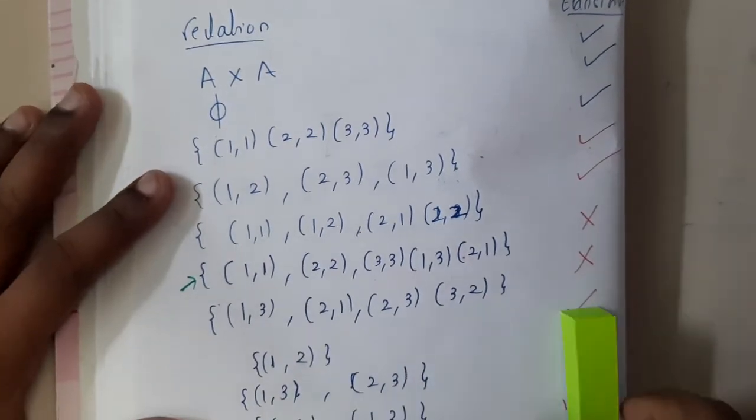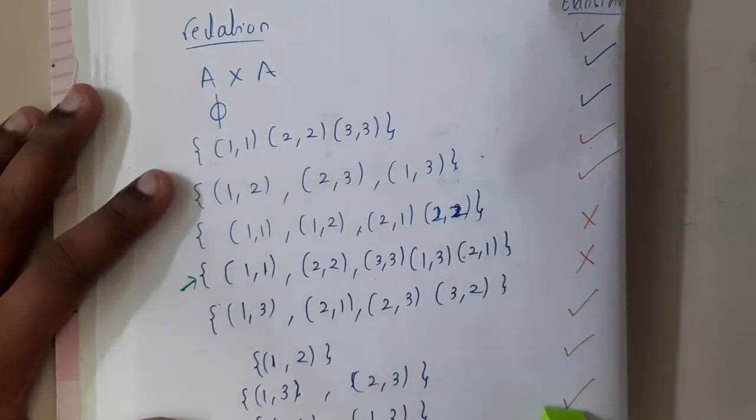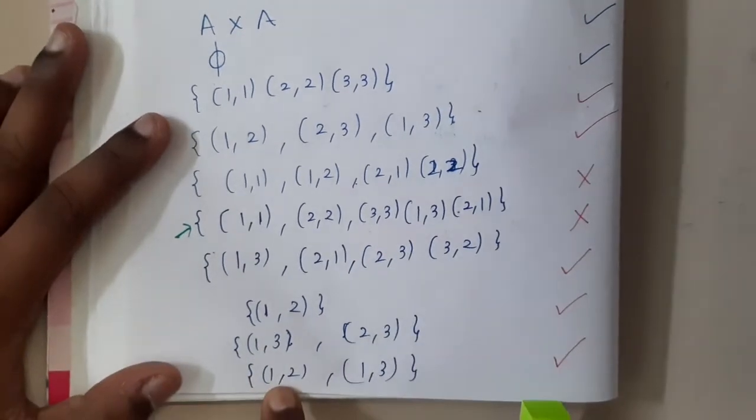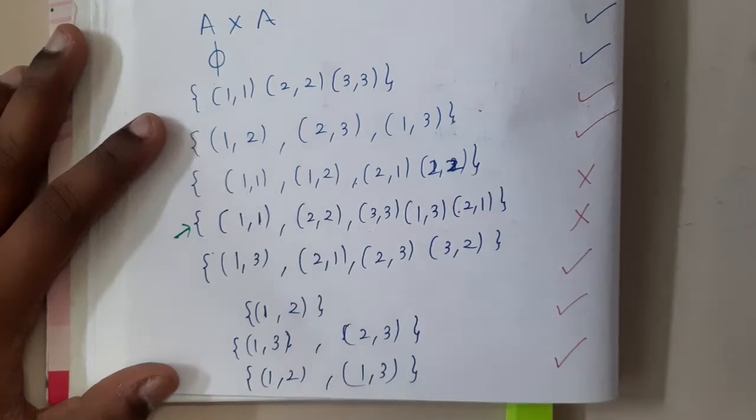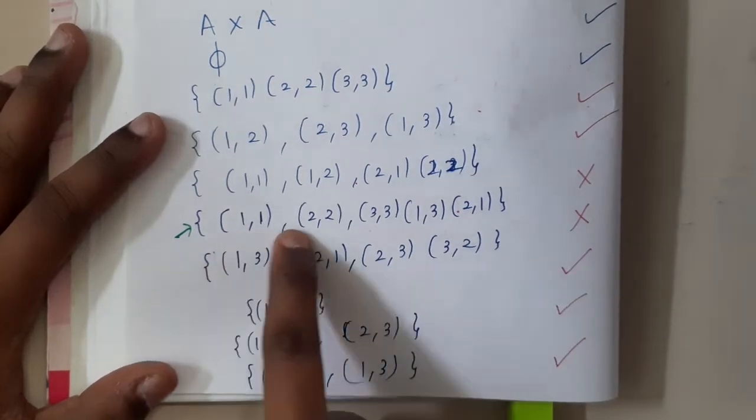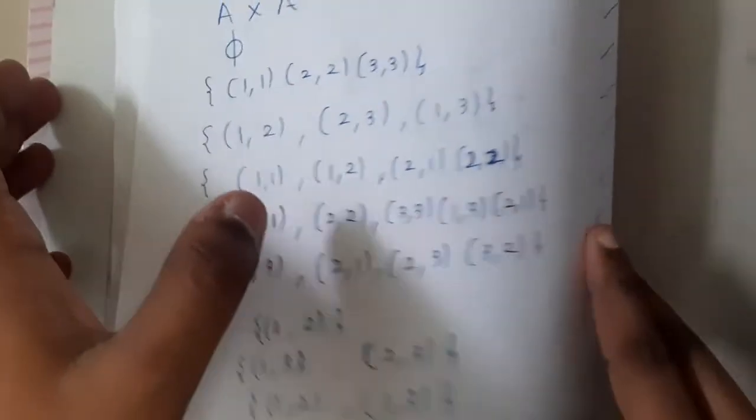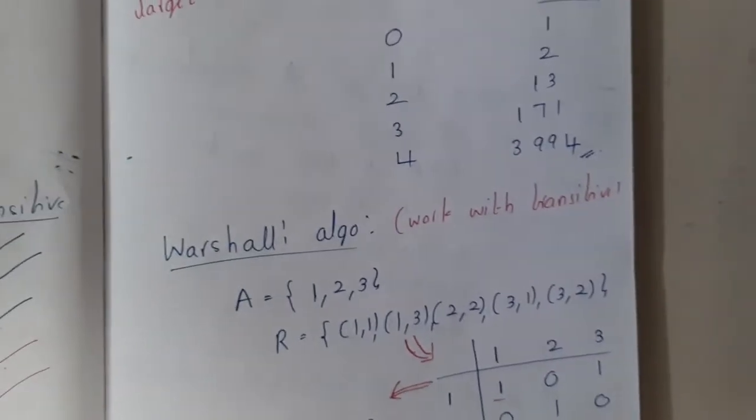Okay, yes. Similarly 1 3, 2 3, no issue, it's transitive. 1 2, 1 3, no issue, transitive. Got it? Yes. So for this we will apply the algorithm, so don't worry. Okay, yes. So now your question will be, okay.